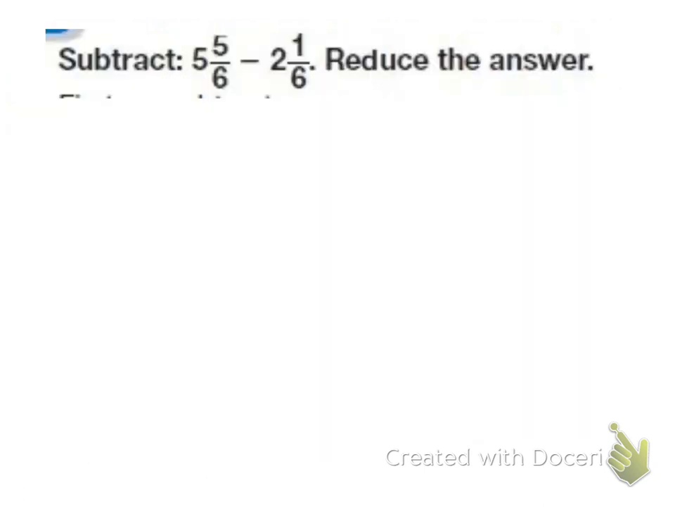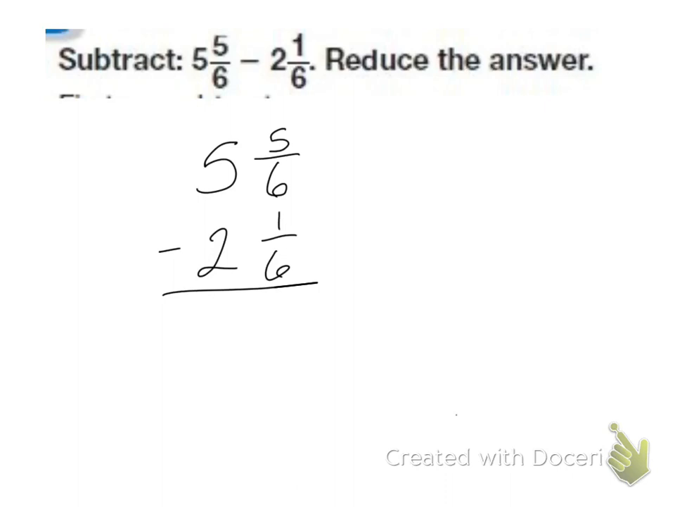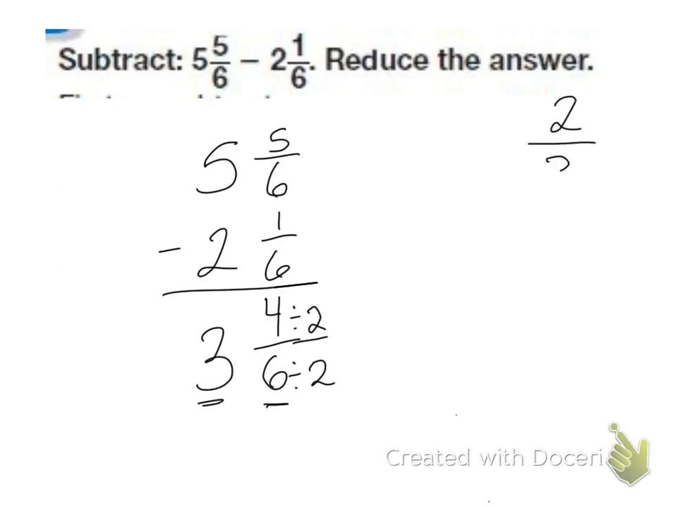Okay, all right, let's subtract 5 and 5/6 minus 2 and 1/6, and then reduce the answer. So we have 5 and 5/6 minus 2 and 1/6. 5/6 minus 1/6 is 4/6, and 5 minus 2 is 3. So I can't reduce the whole number, so the whole number is going to stay the same, but I can reduce the fraction. So I can divide both the 4 and the 6 by 2. So 4 divided by 2 is 2, and 6 divided by 2 is 3. So my answer is going to be 3 and 2/3.